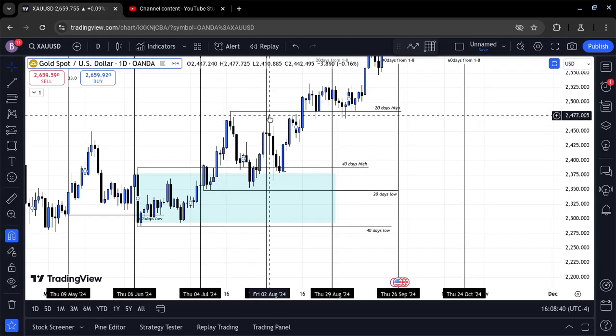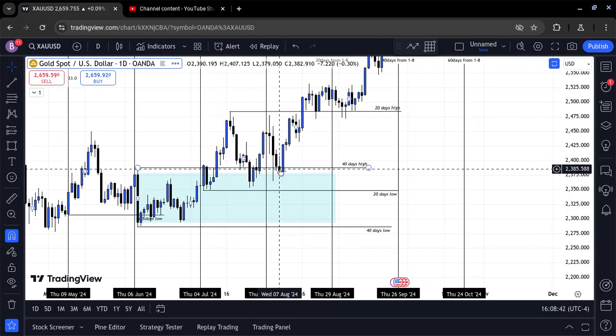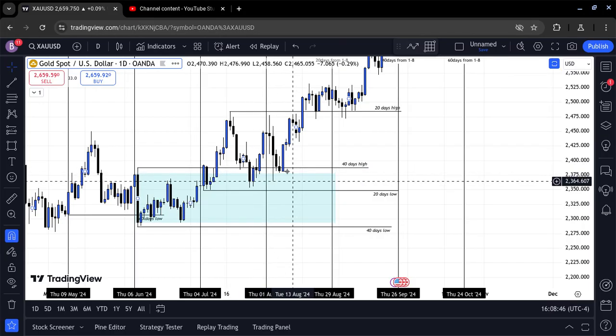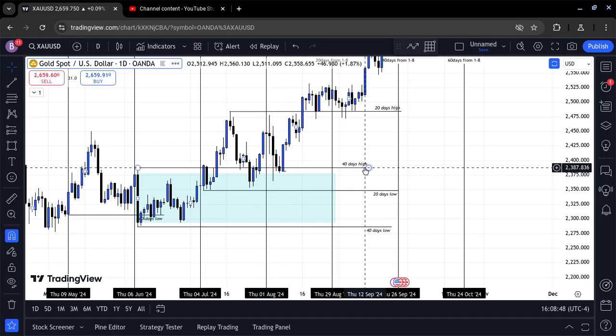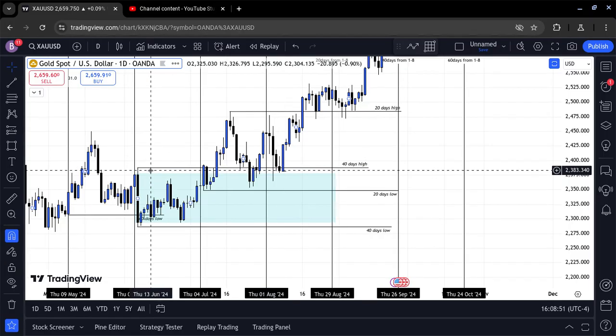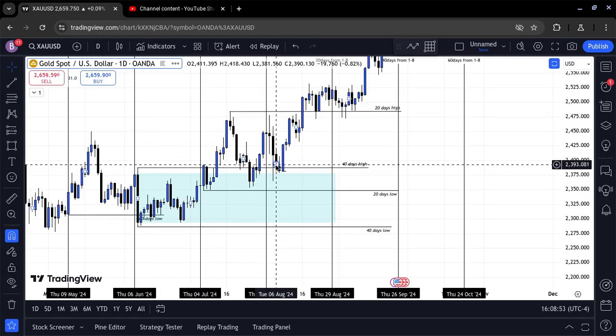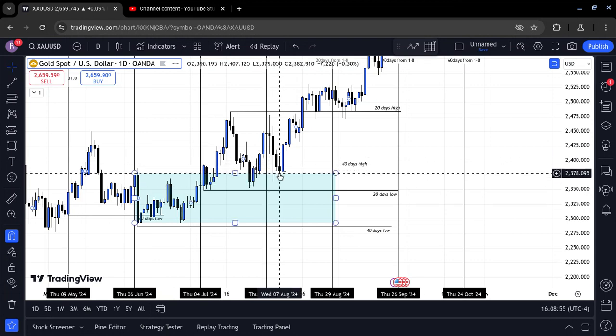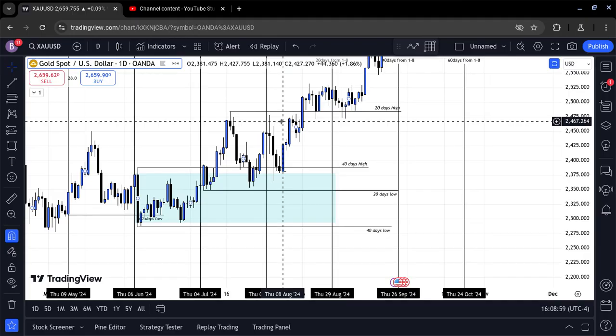Price opened up, dropped down where? Of course there is a PDRA and everything, but where did it drop down to? Exactly the previous 40 days high. It tapped it once, twice, 3 or 4 times, and then it just expanded.